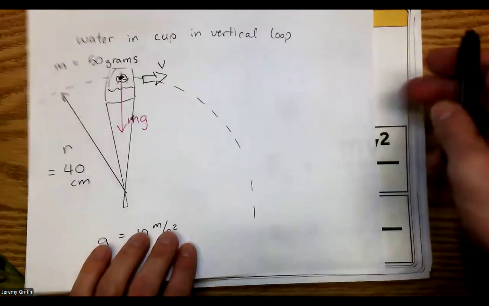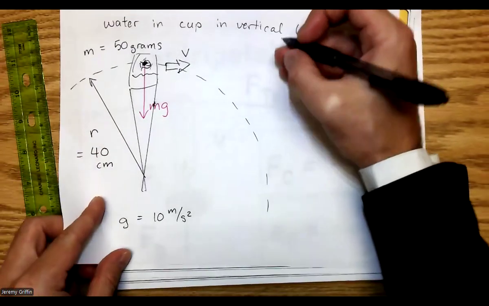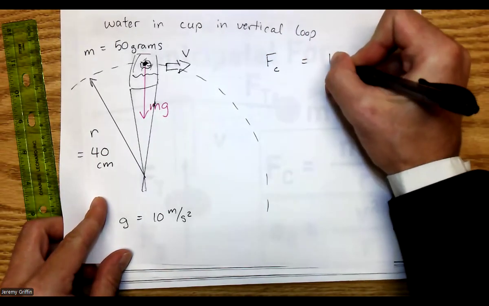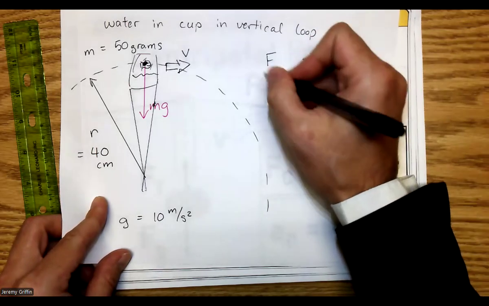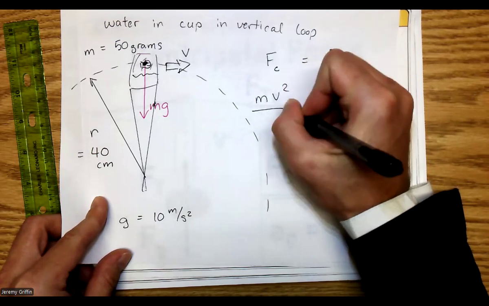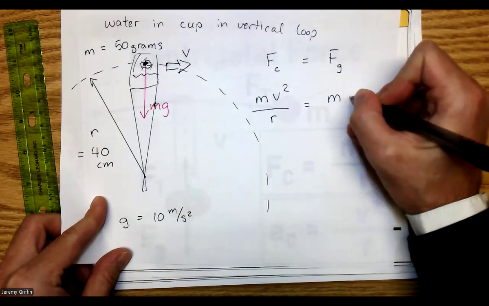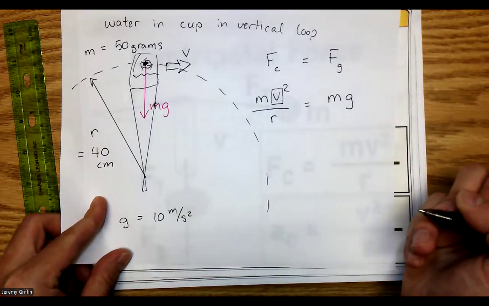I'm going to say that the centripetal force, F sub c, is being provided by the gravitational force. Guys, what's an expression for centripetal force? mv squared over r. And the gravitational force, that's weight, that's m times g. I'm solving for v. Let's solve this one in terms of variables first, and we'll plug in the numbers after the fact.